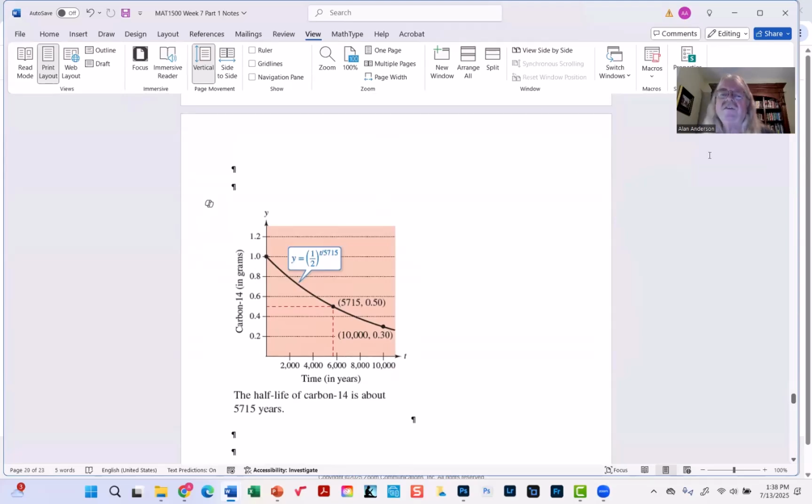So after 5,715 years, by definition, there's half of a gram left because that's the half-life. And then after 10,000 years, it's about 0.3. So you notice that curve is not getting steeper, it's actually getting flatter. So the amount of carbon falls off very slowly as we get further into the future.